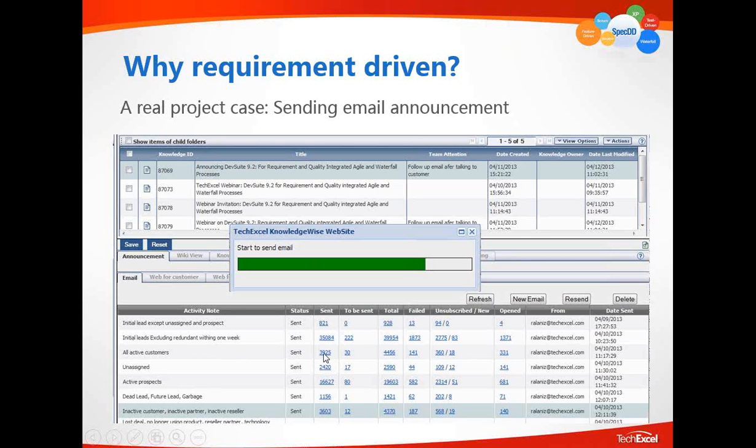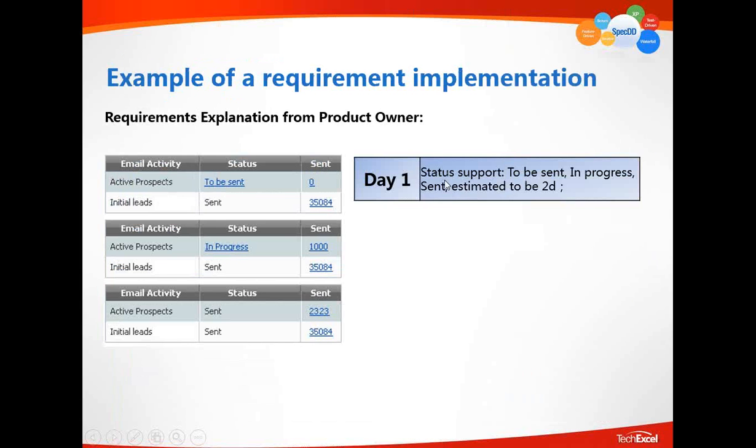So there are 39.25 sent, and to be sent is still 30. And how many failed, and how many opened. And one of the features we want to see is this status change. The status initially should be sending, followed by in progress, followed by sent. So here is a very, very simple status.